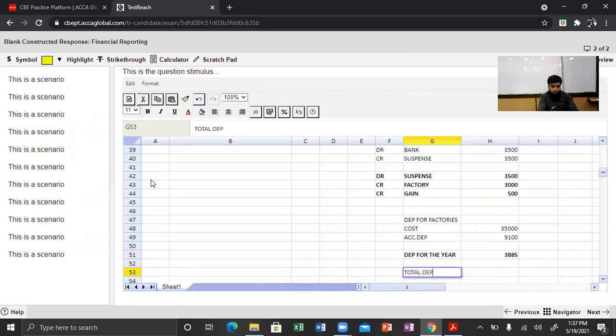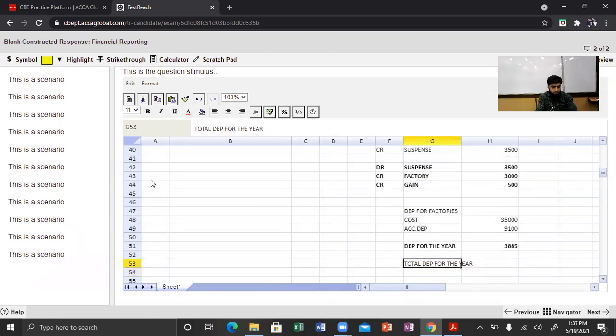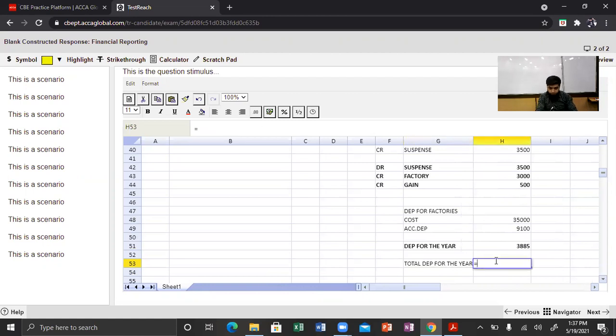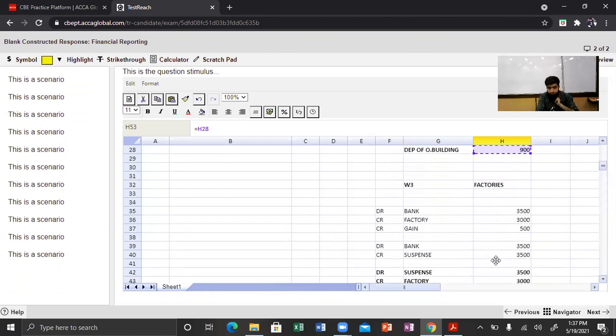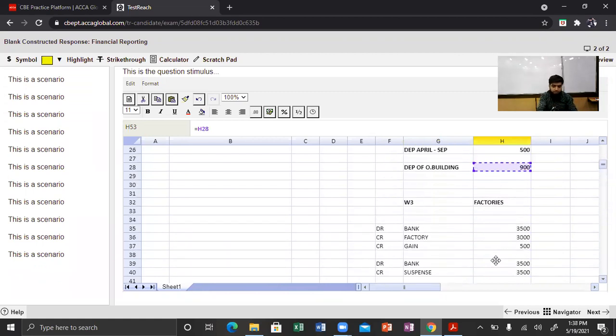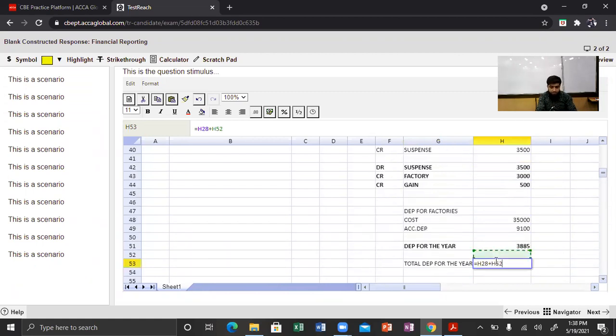And the total depreciation for the year of non-current assets is: depreciation for office building is 900, and depreciation for factories is 3,885, that is 4,785 is the total depreciation. So total depreciation is 4,785.